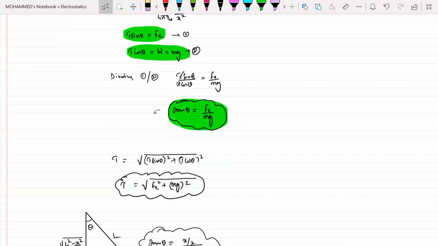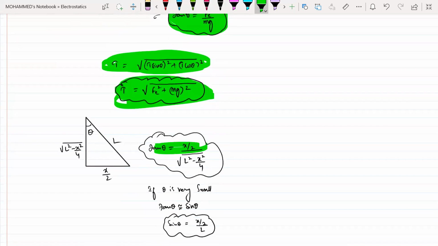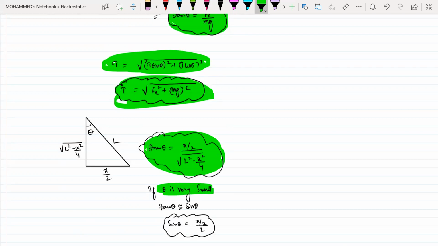Tension is calculated by the formula T equals the square root of the sum of squares of the components. If the tension and angle are given, I can use this formula. If the electric force is given, tension in terms of weight can be calculated by this formula. If the angle is not given, tan theta equals x by 2 divided by the square root of L squared minus x squared divided by 4. If theta is very small, we use the approximation tan theta equals sin theta, so sin theta equals x by 2 divided by L.